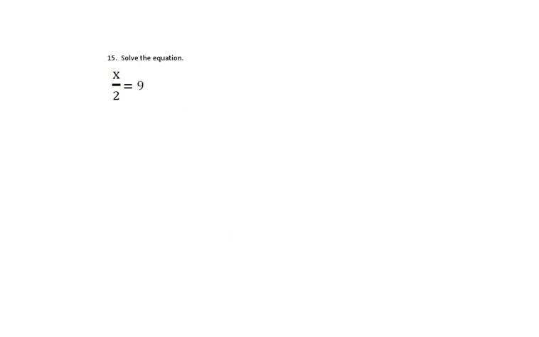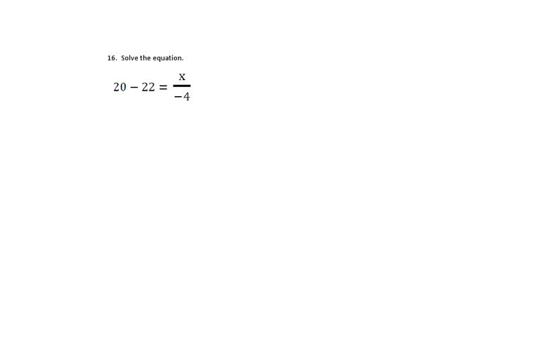Number 15, x divided by 2 equals 9. To get rid of the 2 in the bottom, the trick is to multiply. So I'm going to multiply both sides by 2. So the 2's on the left side cross off, leaving x. And 9 times 2 is 18. And that's it.